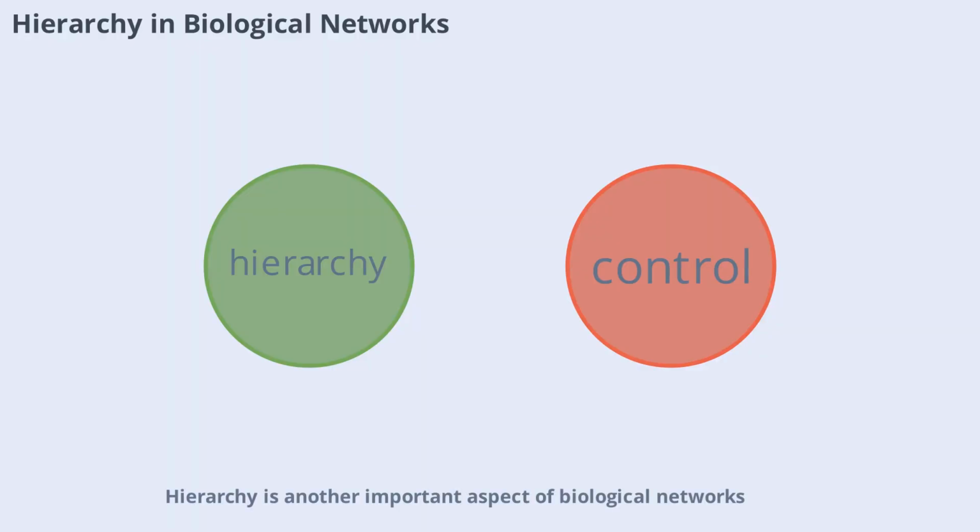Hierarchy is another important aspect of biological networks. In hierarchical networks, nodes are organized in layers, with higher-level nodes controlling or influencing lower-level ones. This structure is seen in gene regulatory networks, where master regulators control groups of genes, and in neural networks, where higher brain regions coordinate lower ones. Hierarchy enables efficient control and integration of complex processes.